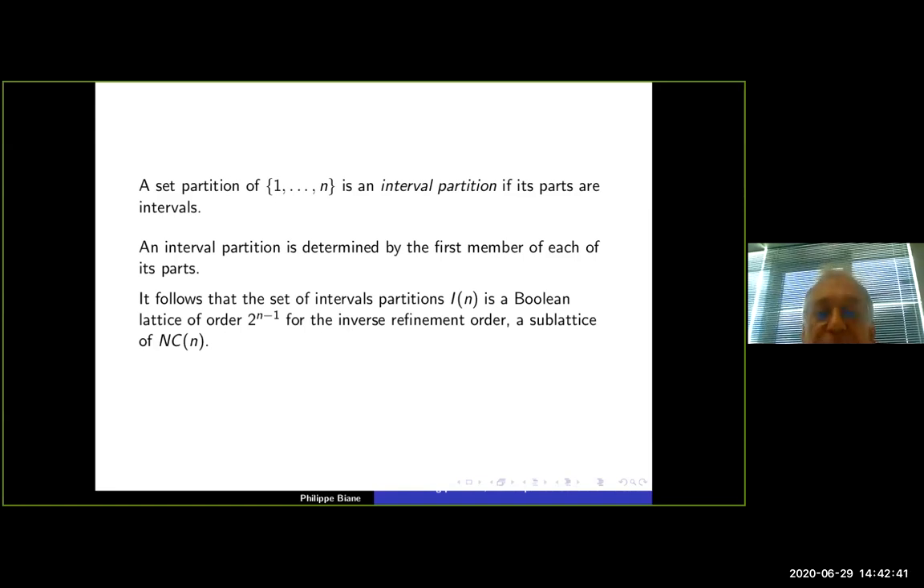It is also a sublattice of the set of non-crossing partitions, because it is also easy to see that an interval partition is always a non-crossing partition.